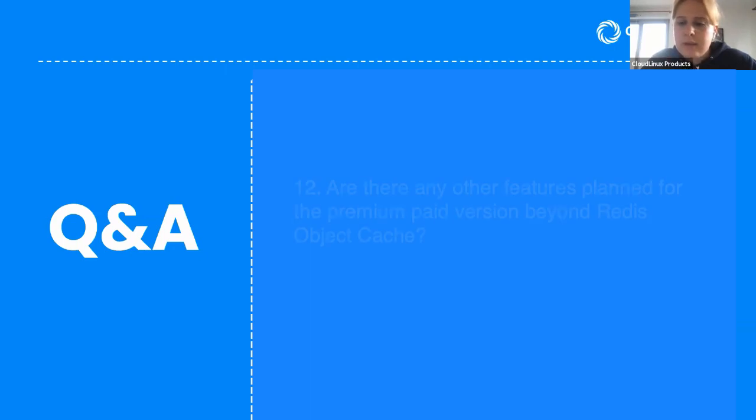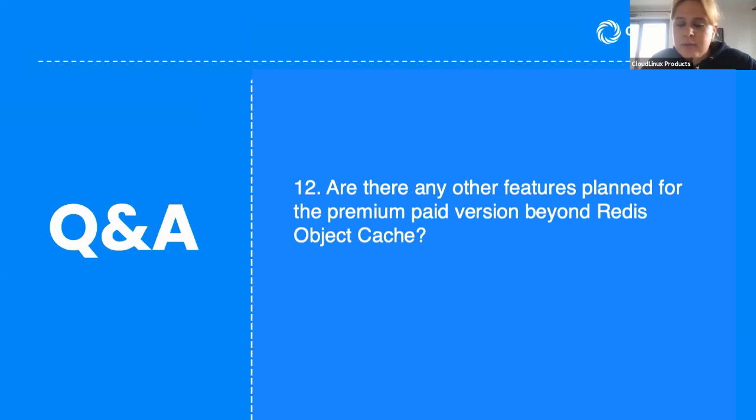Are there any other features planned for the premium paid version beyond Redis Object Cache? Absolutely. We are validating many new features that we want to build and that we have feature requests for. There are problems that our customers want to solve. Some of them have to do with CDN or database optimization or image compression, things like that.